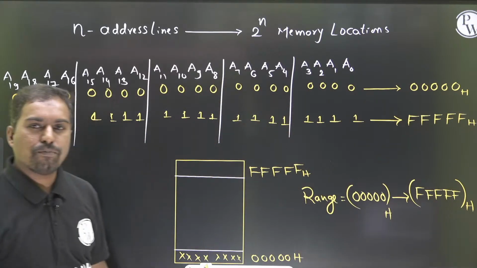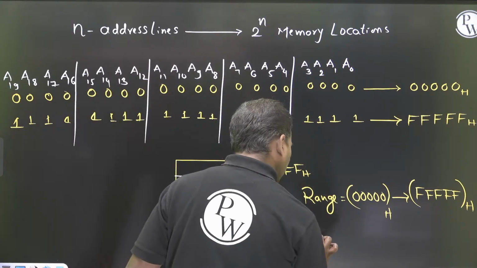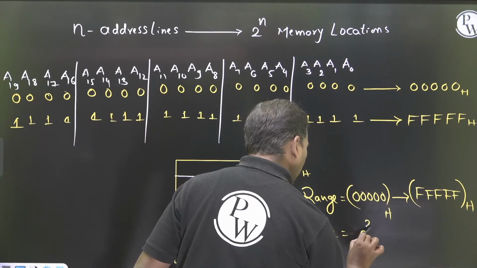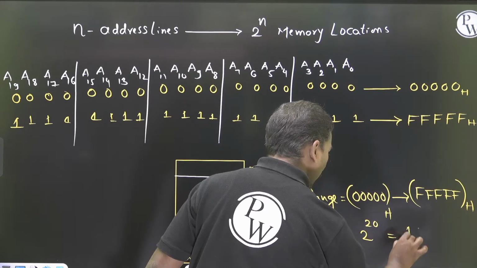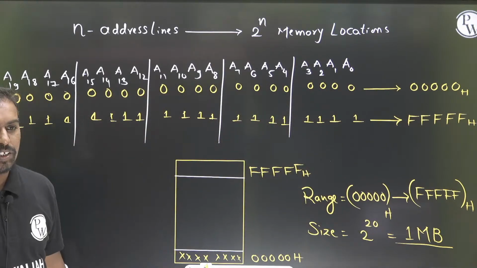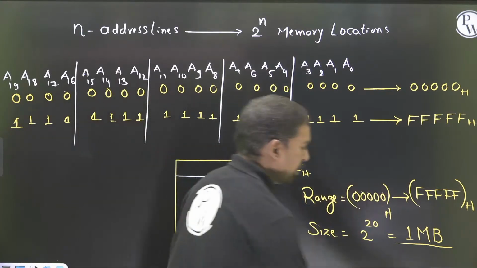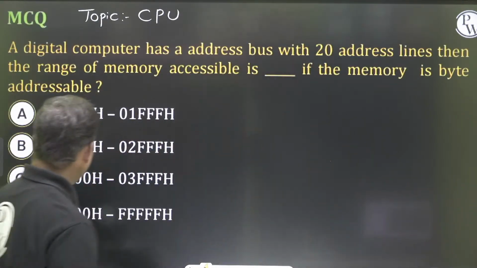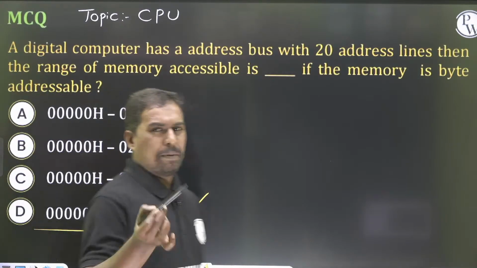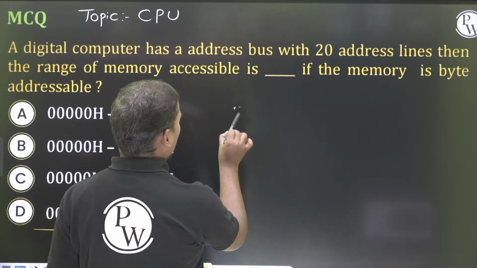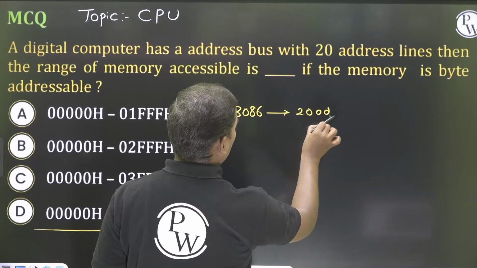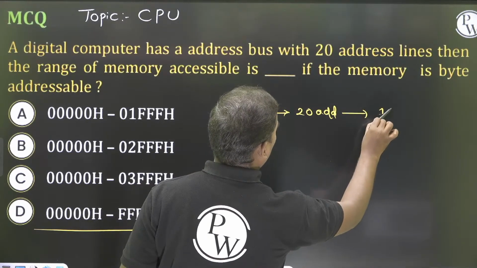And in terms of megabytes, if we talk, the memory size is equal to how much? 2 power 20. 2 power 20 means 1 megabyte. So it can access a size of 1 megabyte and the range is 00000H to FFFFFH. So in this, the right answer is option D. The best example I can tell you is the 8086 microprocessor, which has 20 address lines. So its range of memory is 1 megabyte.